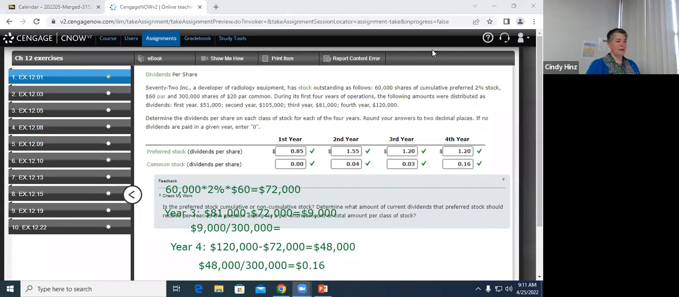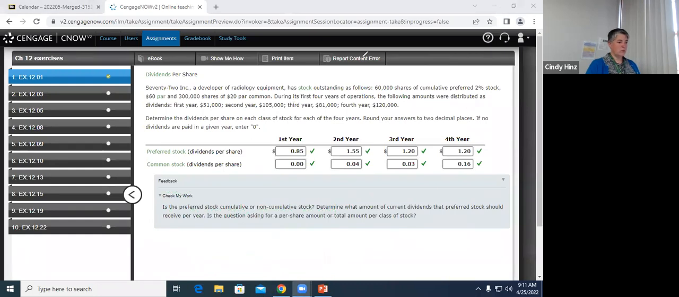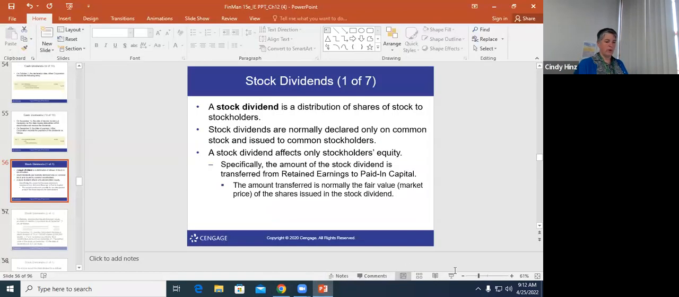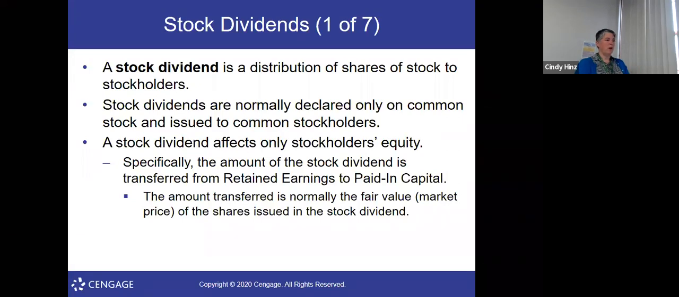Okay, if not, I'm going to jump over to our next exercise. So our next exercise is going to be on stock dividends, and I'm going to go to the PowerPoint just for a minute to talk about those. You should read additionally in your book what the book has to say about stock dividends. Let's go to the PowerPoint for a brief review of that.